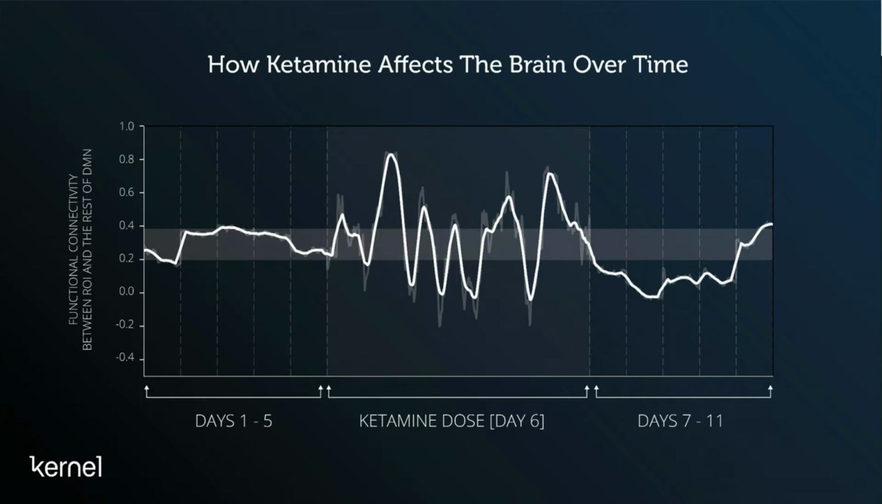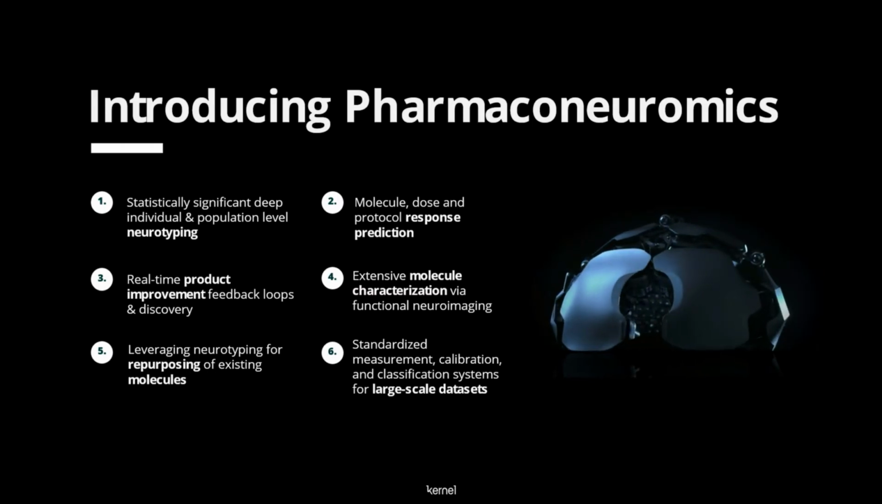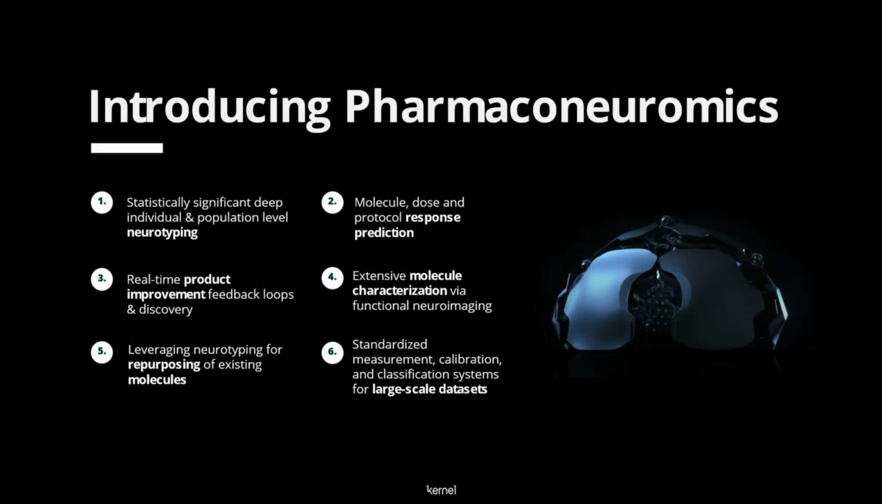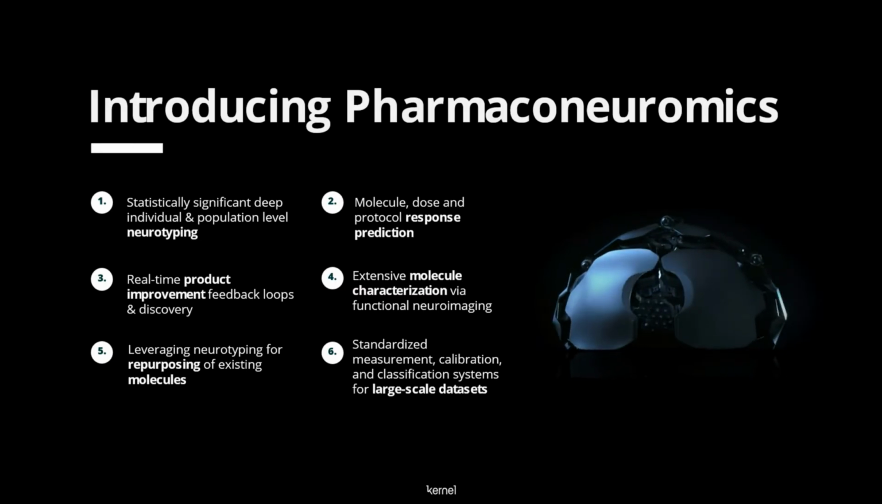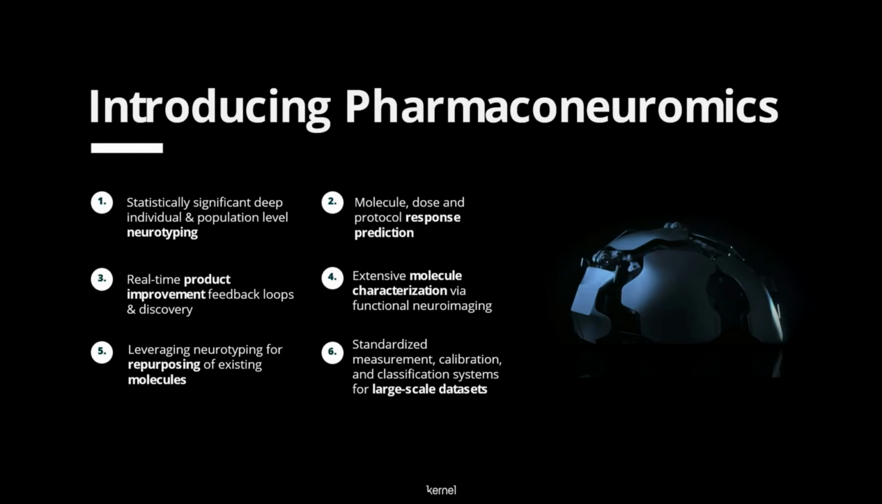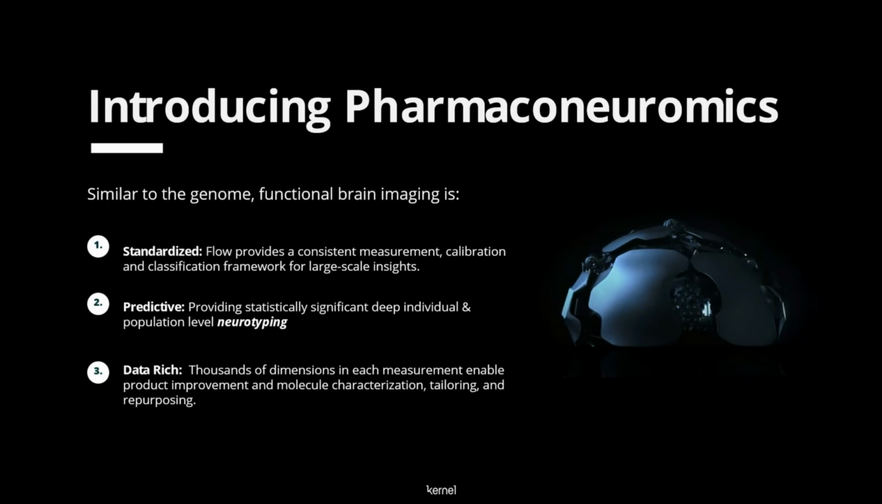So what comes next after this? So we want to introduce the concept of pharmaconeuromics. So just the same way that there is this concept of pharmacogenomics, where you can use genomic information to guide who will respond to what drugs, we think that there's an opening to use functional brain imaging to understand better what effects drugs will have on which populations.